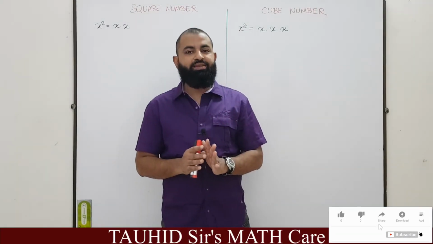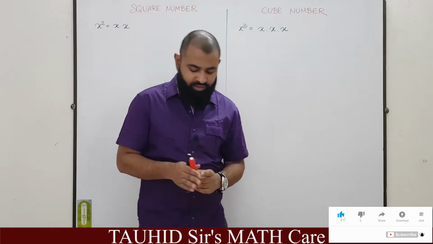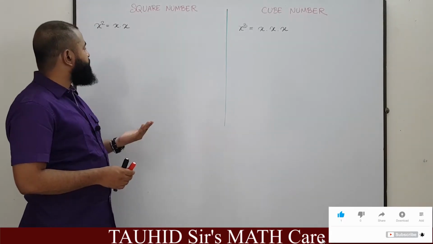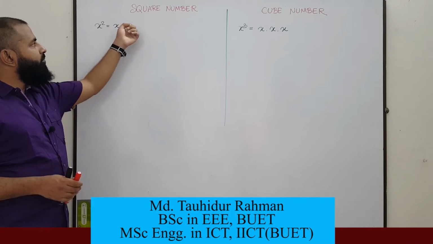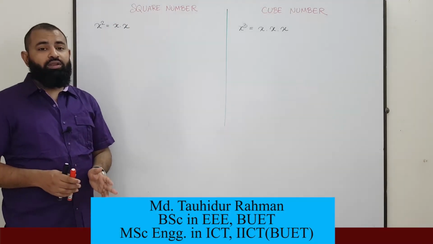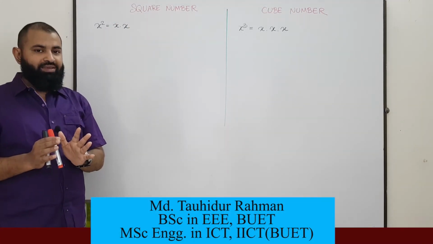Now we are going to discuss square numbers and cube numbers. Which numbers are square numbers? When we multiply a number by itself, we call that product a square number.